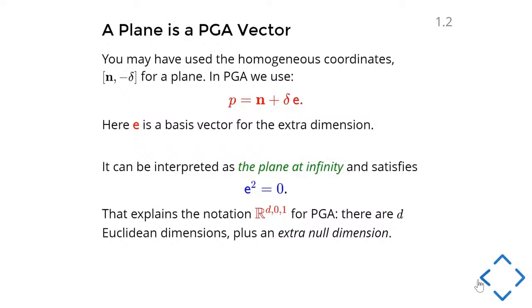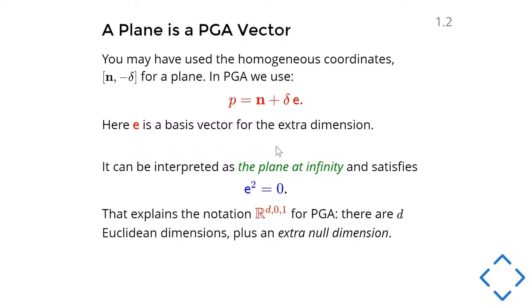Now, of course, you already know how to represent planes if you do homogeneous coordinates. You're used to having to store the n-dimensional normal vector and some kind of a scalar number which indicates how far it is from the origin. And basically in PGA we do exactly the same thing. So our plane vector is going to be an n of unknown dimensionality and a bit of something else which reflects the distance to the origin, and this something else we give a special name, we call it e.